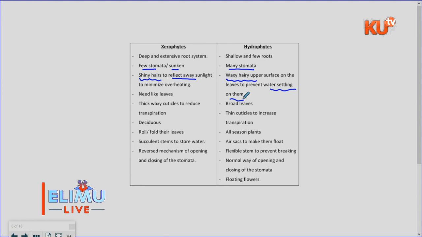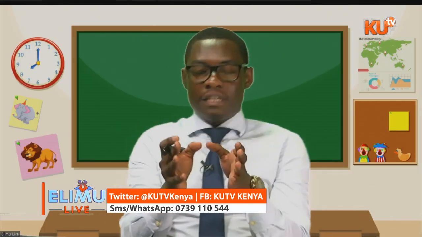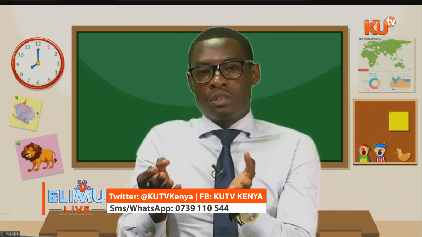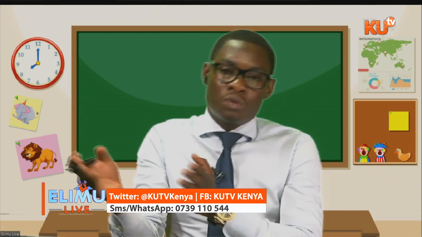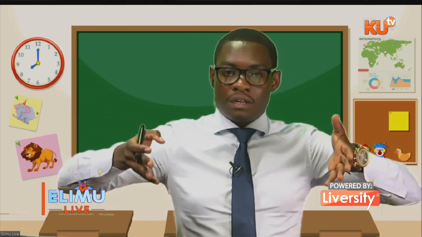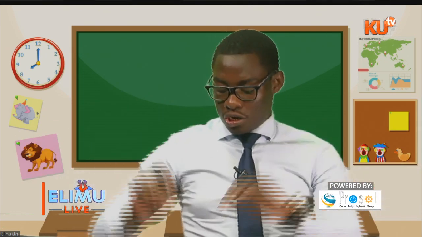Xerophytes have what you call needle-like leaves, which means their leaves have been modified or reduced to thorns or spikes. On the other hand, hydrophytes have broad leaves. The purpose of needle-like leaves is to minimize the stomatas. A thorn cannot have stomatas as such, so it is to minimize that and to prevent water loss. But in hydrophytes, the leaves are very broad so that they can have many stomatas, so that much water can be lost.